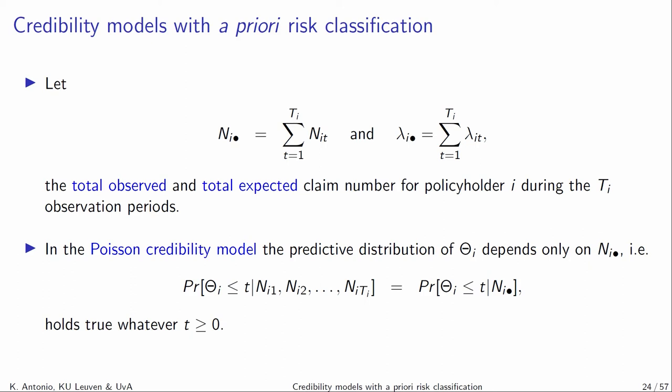And the first thing we can show is that in the Poisson credibility model, the predictive distribution of theta_i depends only on the total number of claims reported. So it does not depend on the precise path or the precise history, let's say. It only depends on the total number of claims being reported. And now I could ask, from a commercial point of view, that's not so interesting. Why not?